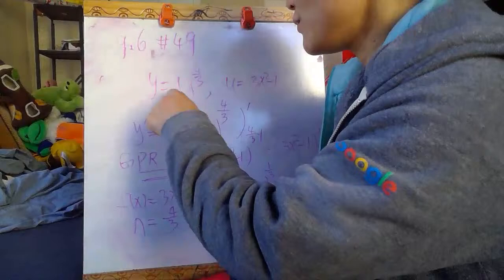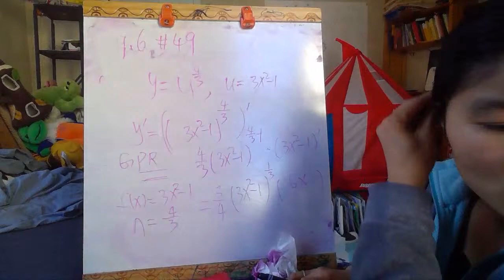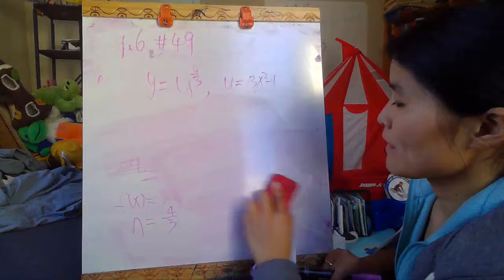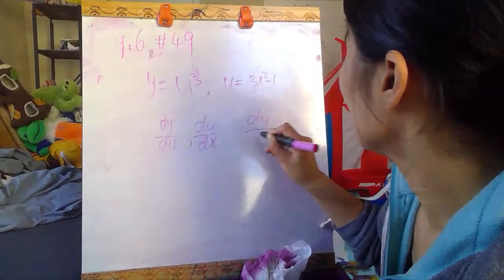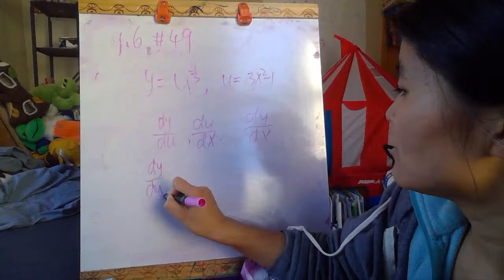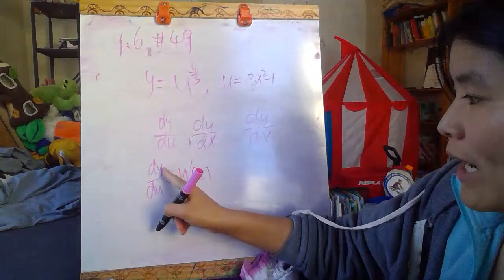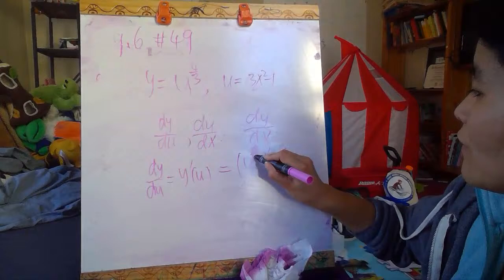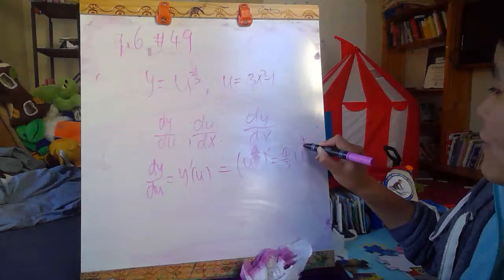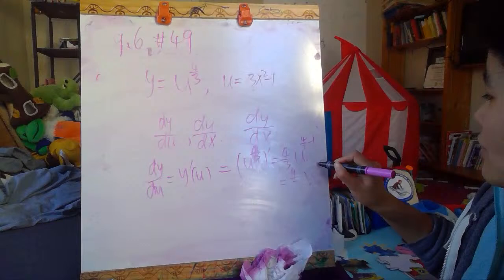Okay? If you don't want to do it this way, you can also use the chain rule, like the book says. In the book, they ask it another way: find dy/du, du/dx, and dy/dx. dy/du means the derivative of y with respect to u. So what's the derivative of u^(4/3)? We use the power rule: 4/3 times u to the 4/3 minus 1, so it's 4/3 times u^(1/3).